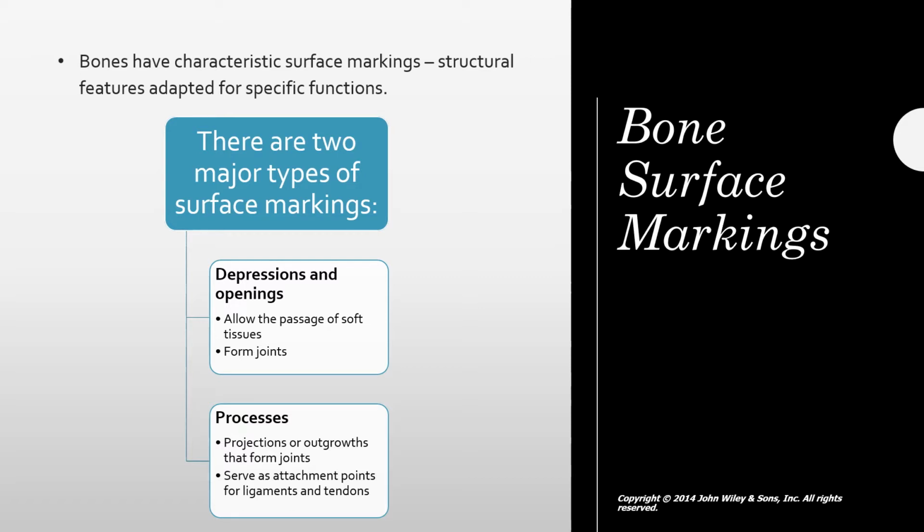Conversely, compression on a bone surface results in a depression. Most surface markings aren't present at birth, and they are most prominent in the adult skeleton. And there are two types of surface markings that we will discuss today: depressions and openings, and processes.